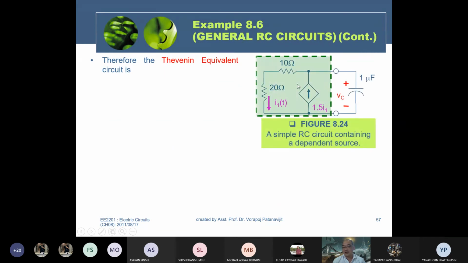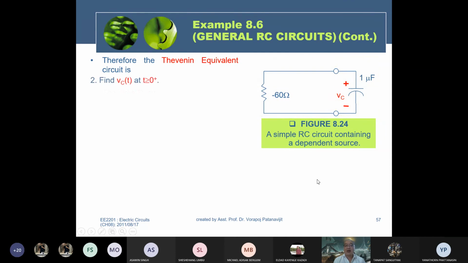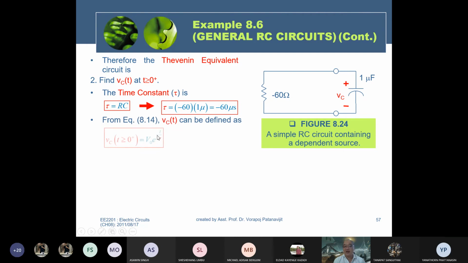Therefore, we redraw the circuit back. In here, the green part can be replaced by a single resistance equal to minus 60 ohm. And for here, you can determine VC. You determine the time constant of the RC circuit by tau equal to R multiplied by C. It equals minus 60 microseconds. And from equation 14, we can find VC equal to V naught e power minus t divided by 60. And here, in this case, it's minus and minus, you can see that.